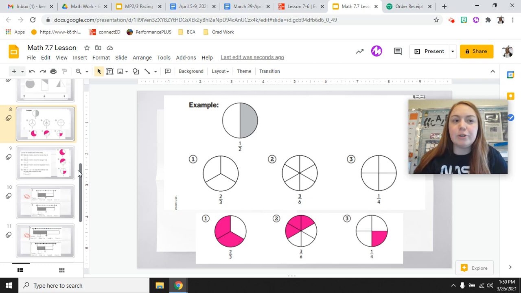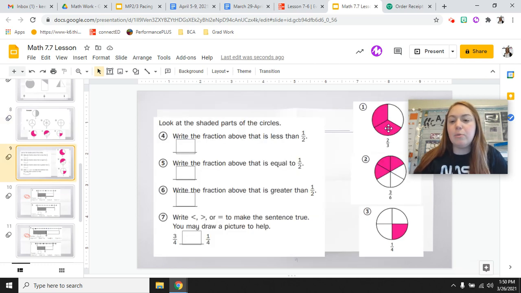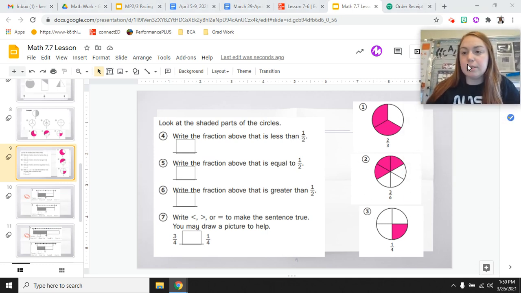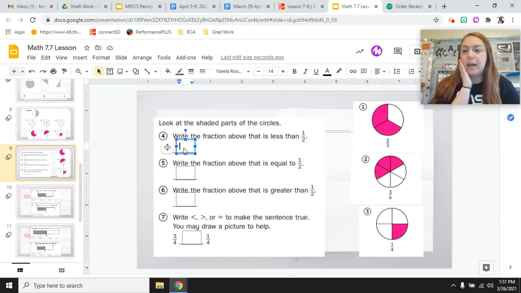All right, so check your work. How did you do? Did you figure out how many pieces to shade in based on the fraction? Well, we're going to use those same ones, so don't erase them yet, to help answer a few questions here, okay? So using 2/3, 3/6, and 1/4. Question 4 says, write the fraction above that is less than 1/2. So they're looking at these 3 examples right here, and which one would you say is less than 1/2? Is it 2/3, 3/6, or 1/4? What do you think?